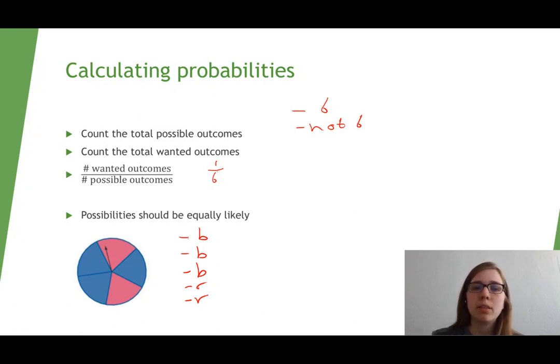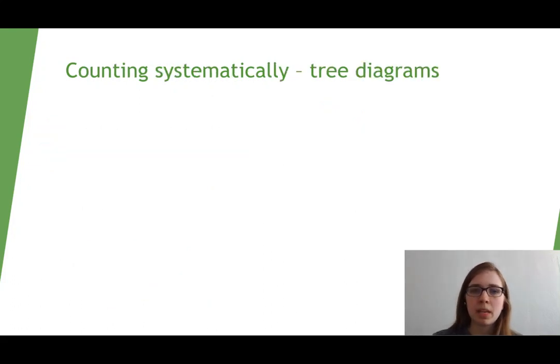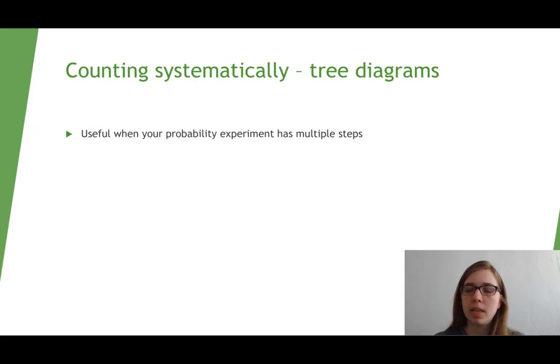But obviously, when it all comes down to counting the possible outcomes, we sometimes need some structure. And the first one that we're going to use is tree diagrams. And this is especially useful if you have a probability experiment that has multiple steps. For instance, if I'm tossing 3 coins, 1, 2, 3 steps in there, then what I can do is I can write down each of these steps in my tree diagram.